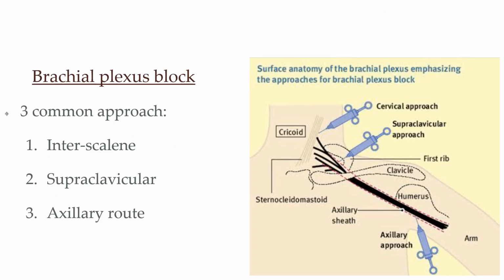Brachial plexus block. This technique involves injection of the anesthetic drug in the axillary sheath in order to desensitize the nerves which form the brachial plexus. It can be done by three approaches: interscalene approach, supraclavicular and axillary route. As you can see in the illustration here, this represents the interscalene approach, this being the supraclavicular and this being the axillary route approach.